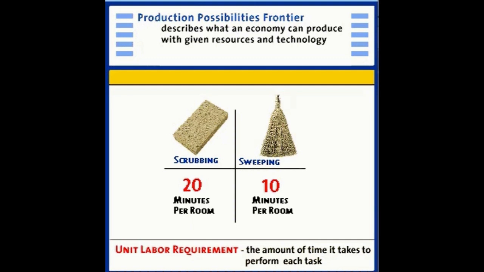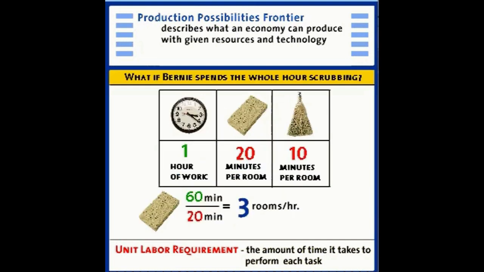Notice that Bernie can sweep faster than he can scrub. So 20 minutes to scrub or 10 minutes to sweep. Now let's suppose that Bernie is going to work for 1 hour. How much can Bernie accomplish? Well, if he devotes an hour to scrubbing, then we can find out how many rooms he scrubs by dividing 1 hour, or 60 minutes, by the time that it takes Bernie to scrub one room. So 60 minutes divided by 20 minutes is equal to 3 rooms scrubbed in 1 hour. If Bernie devotes 1 hour to sweeping, on the other hand, divide 60 minutes by 10 minutes per room swept, and you find that Bernie can sweep 6 rooms in 1 hour.